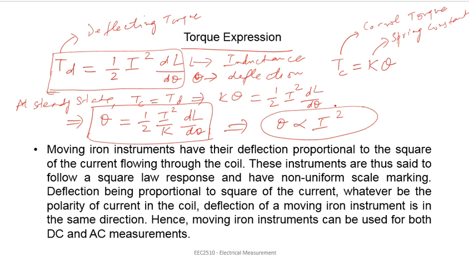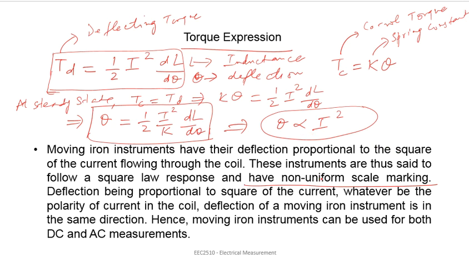And one more thing is there: since the deflection is proportional to I square, these types of instruments have non-uniform scale marking. This thing was opposite in case of PMMC type instruments, in which we have seen that the scale was uniform. So due to this nature, that is deflection is proportional to the square of the current, following the square law, these types of instruments have non-uniform scale.